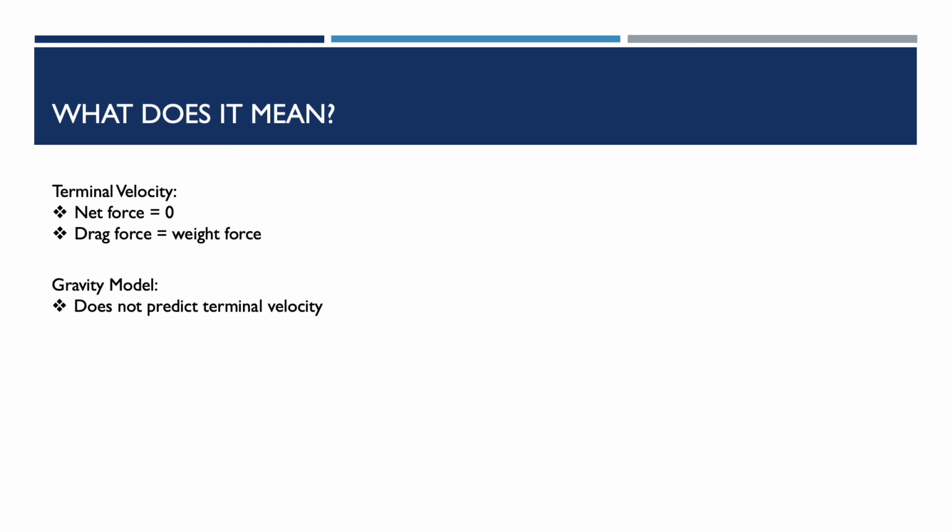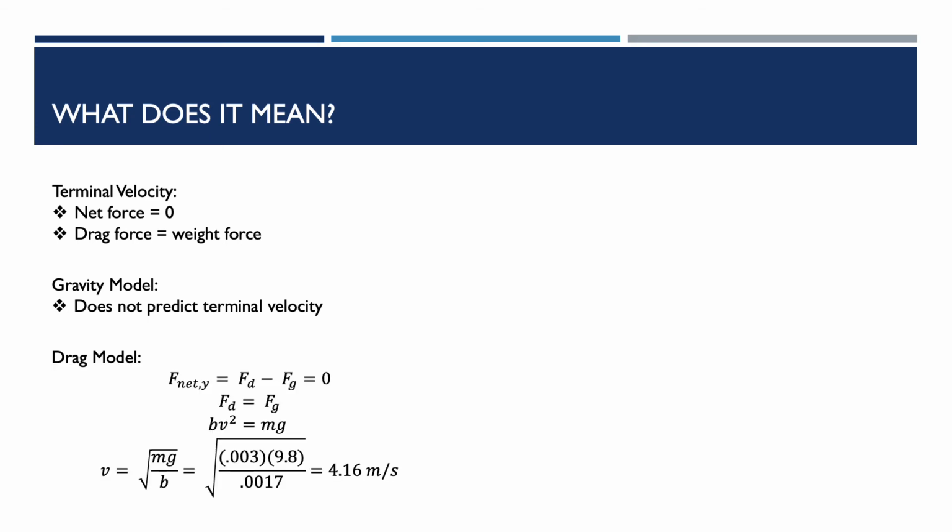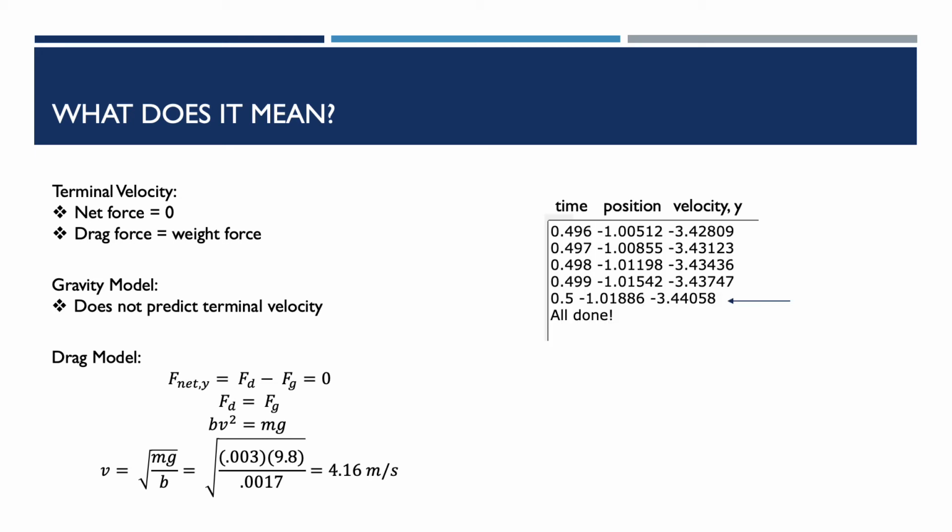On the other hand, the motion of an object including drag will predict a terminal velocity. By setting the net force equal to 0, the terminal velocity can be mathematically predicted. However, when examining the y velocity outputted by our code, the object never reaches its calculated terminal velocity.